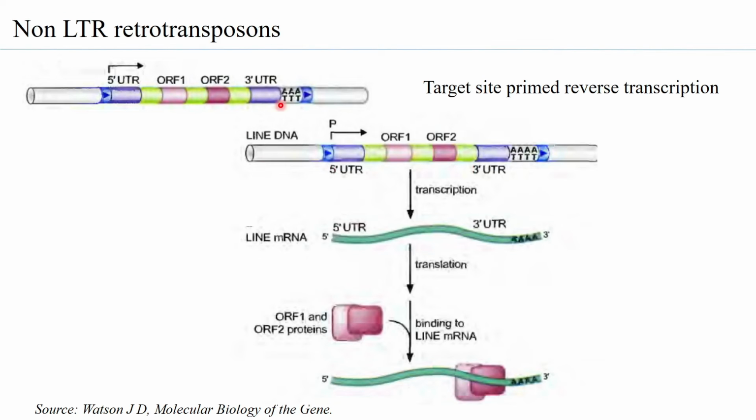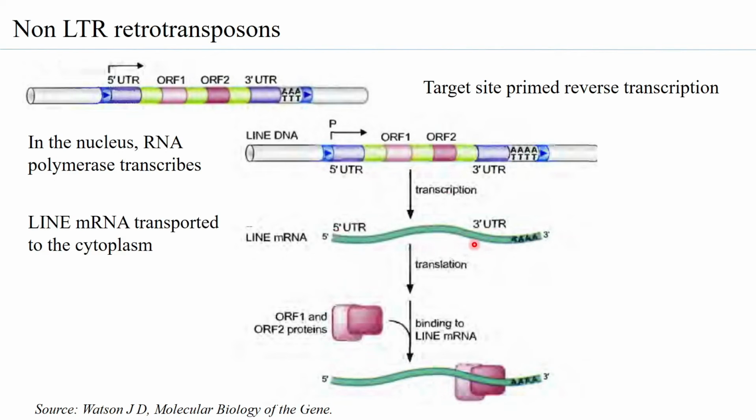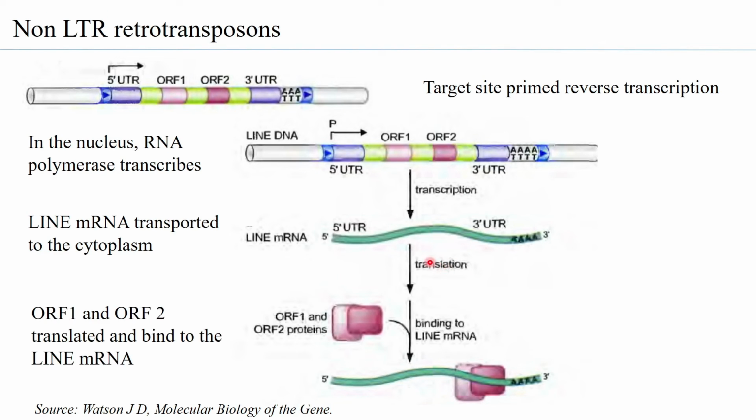So let us just look at the mechanism. Within the nucleus, this transposon is transcribed. Okay, on transcription, you will get the LINE mRNA with the 5' UTR, 3' UTR, and the poly A tail. And this LINE mRNA is transported out from the nucleus into the cytoplasm. And once in the cytoplasm, the ORF1 and ORF2 proteins are translated, and these ORF1 and ORF2 proteins then again go and bind to the same LINE mRNA.